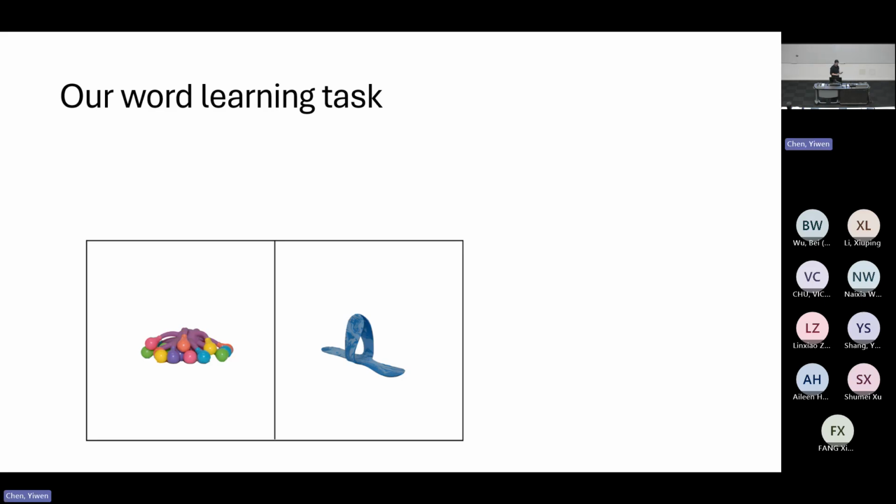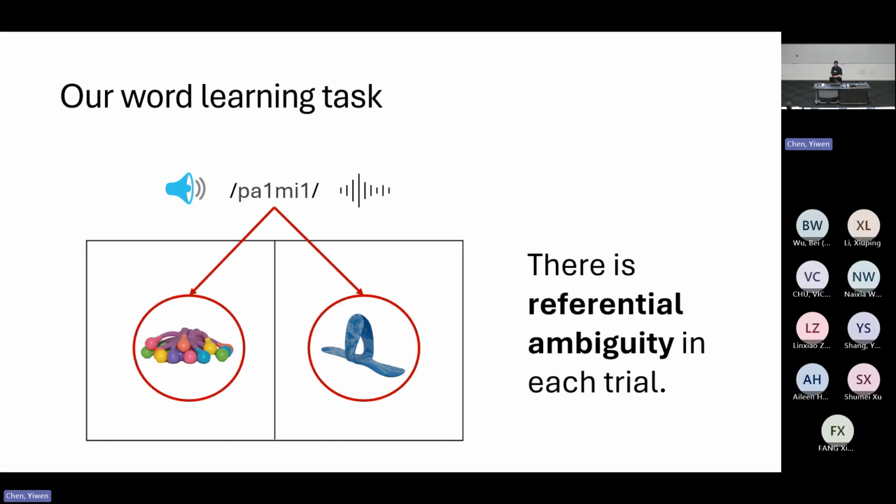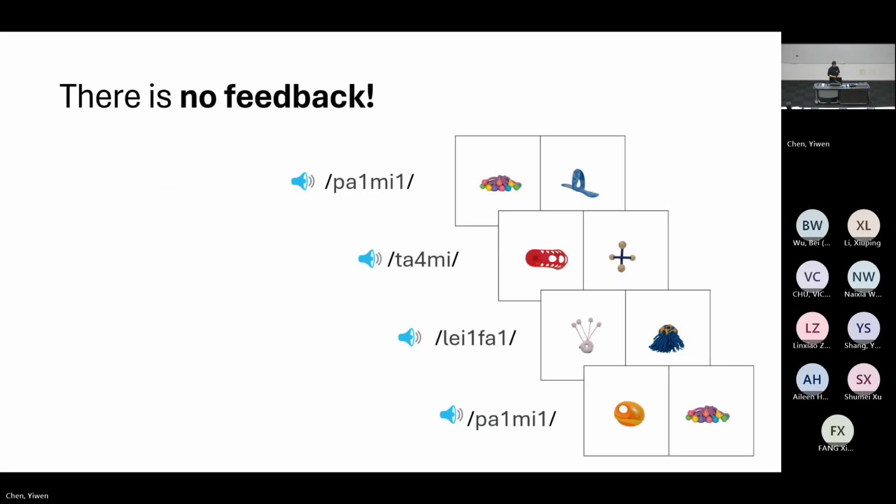Okay, and this is our task. It's very, very easy. So you see 2 objects, one on the left, one on the right, and you might hear Pami, right? You hear it only. You never see anything written. Then you have to make a decision which one is Pami, the left one or the right one. If I were asking you, half of you would say the left and the other half would say right. There's referential ambiguity. You can't know, so you would have to guess. The key thing here is that you don't get feedback.